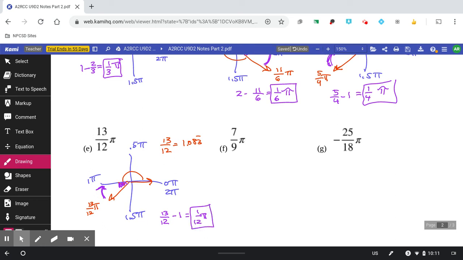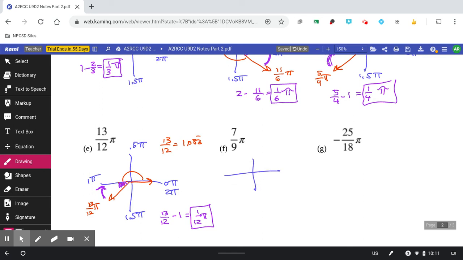Now, I could always convert this to degrees first, but I would have to then convert it back to radians because the direction says that it wants the reference angle in radians. All right, let's do a couple more.